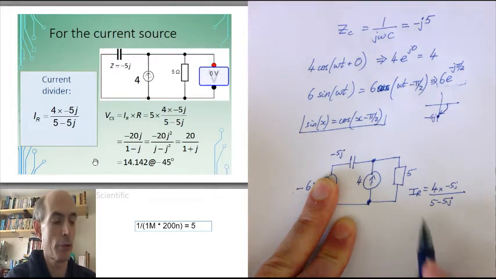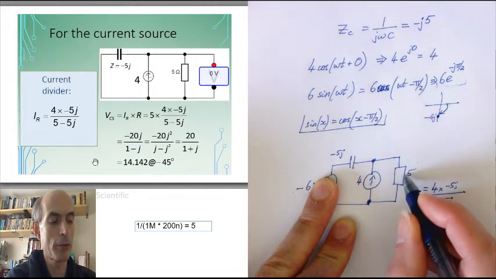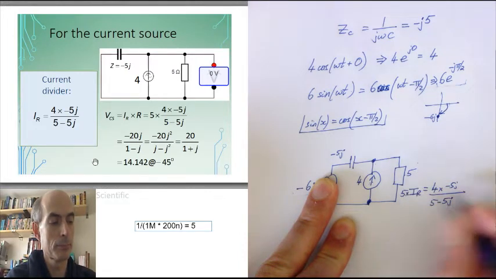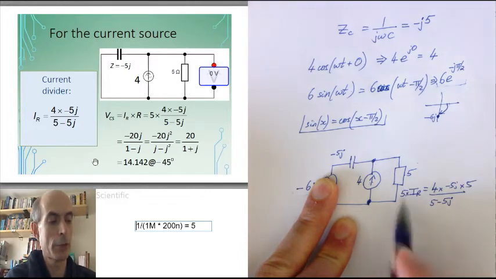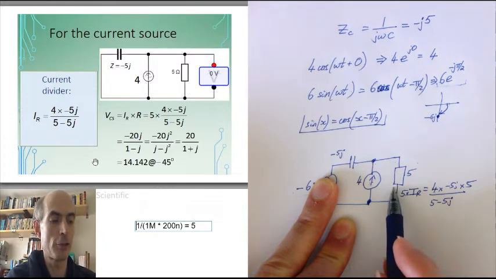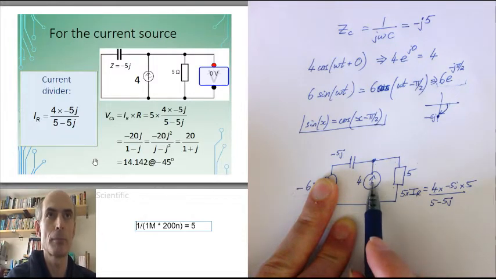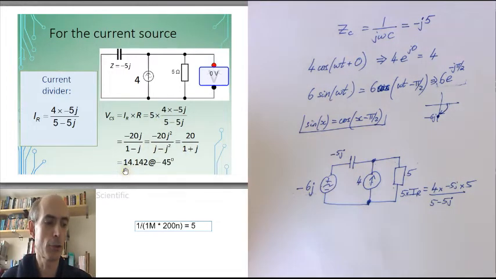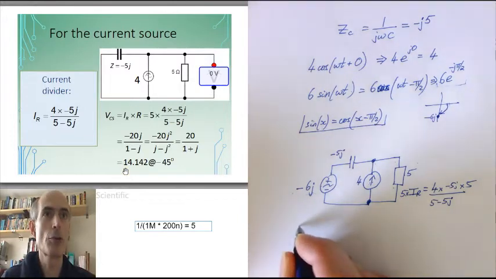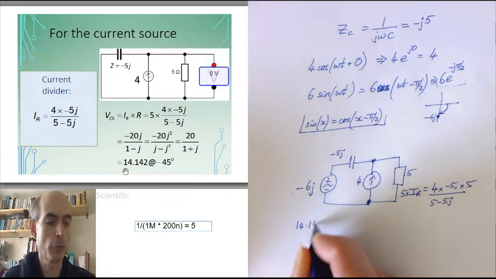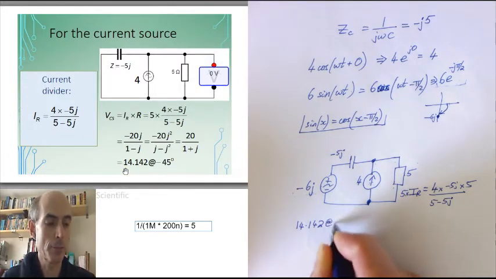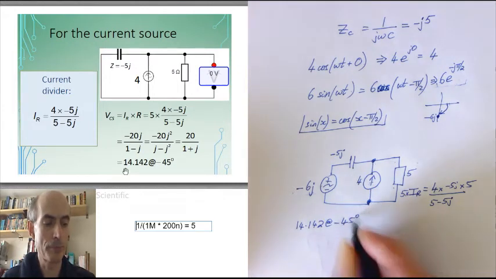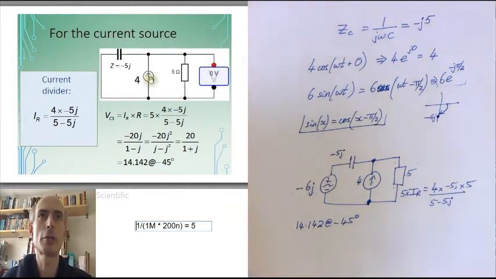That's the current flowing through the resistor, so if I multiply that by the value of the resistor, that will give me the voltage across the resistor due to the current source. And I've just done some algebra and working out the result here. The answer that I got was 14.142 at a phase angle of minus 45 degrees. That's the contribution from the current source.